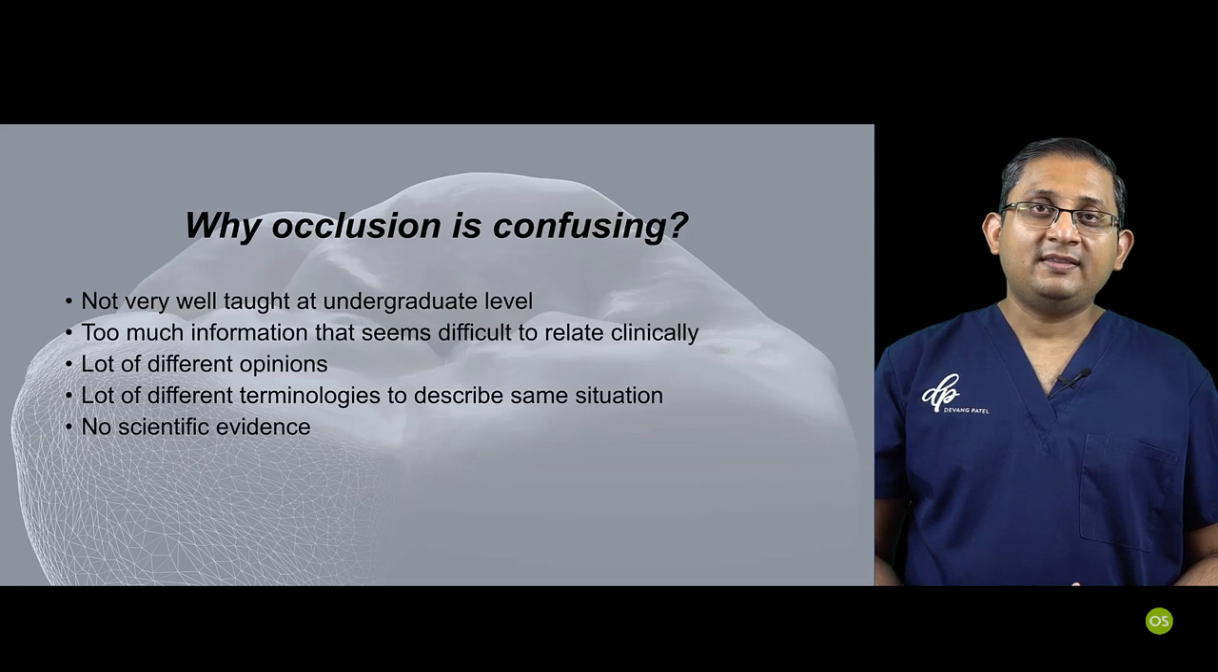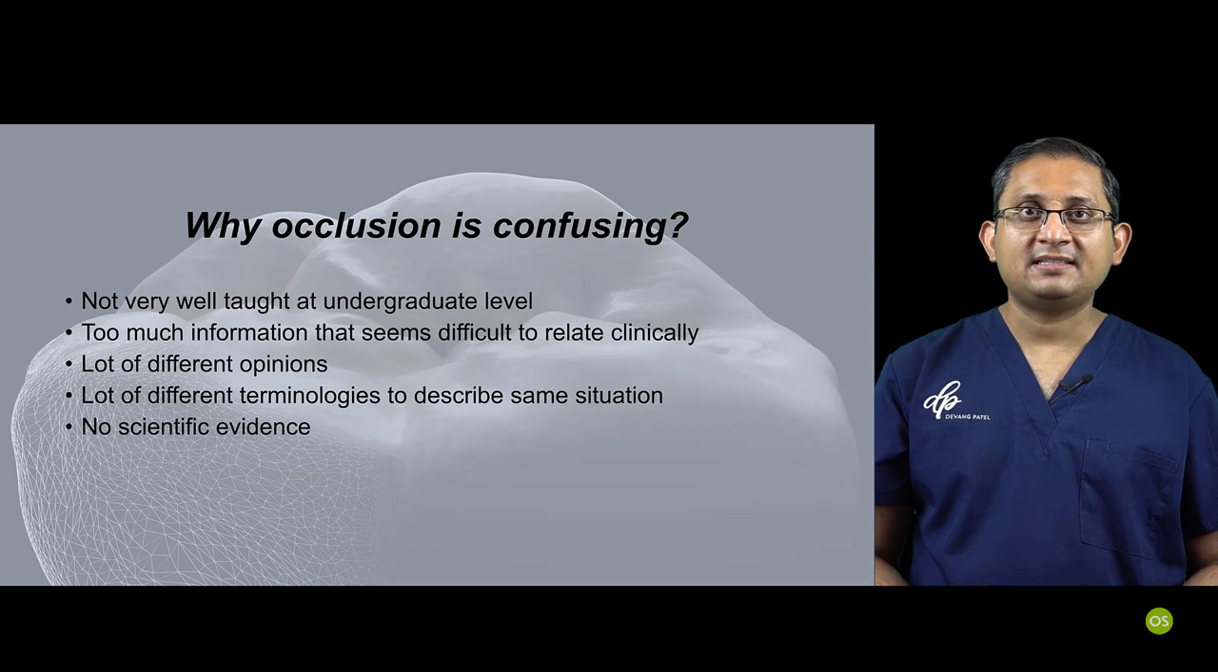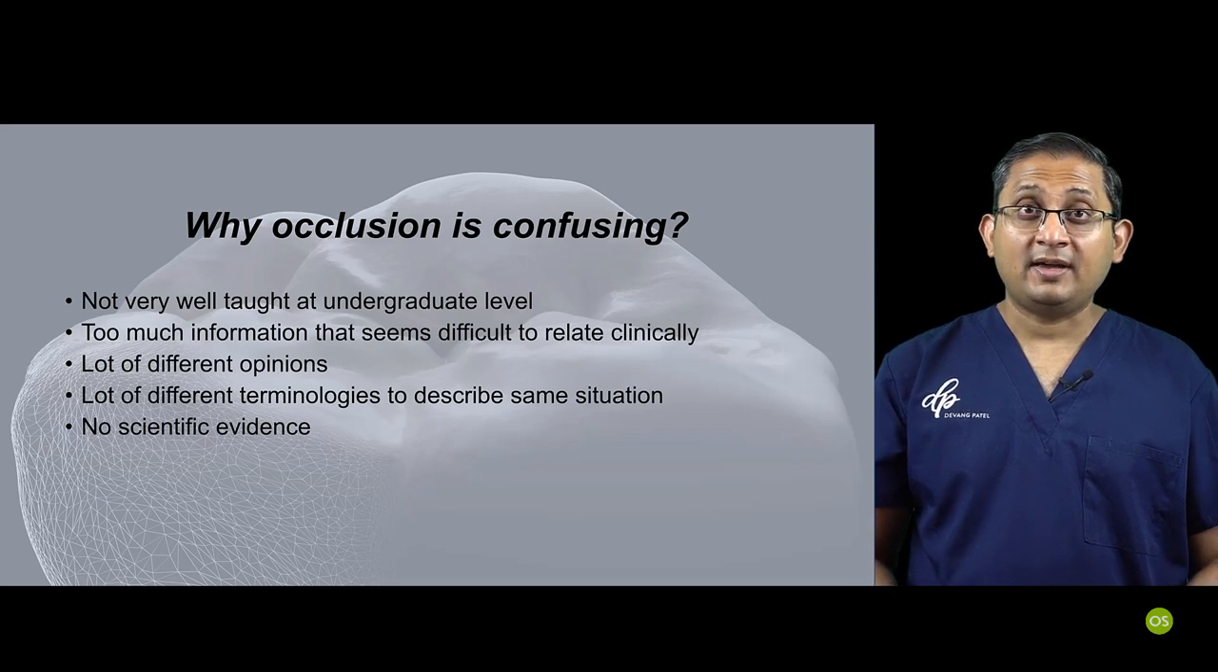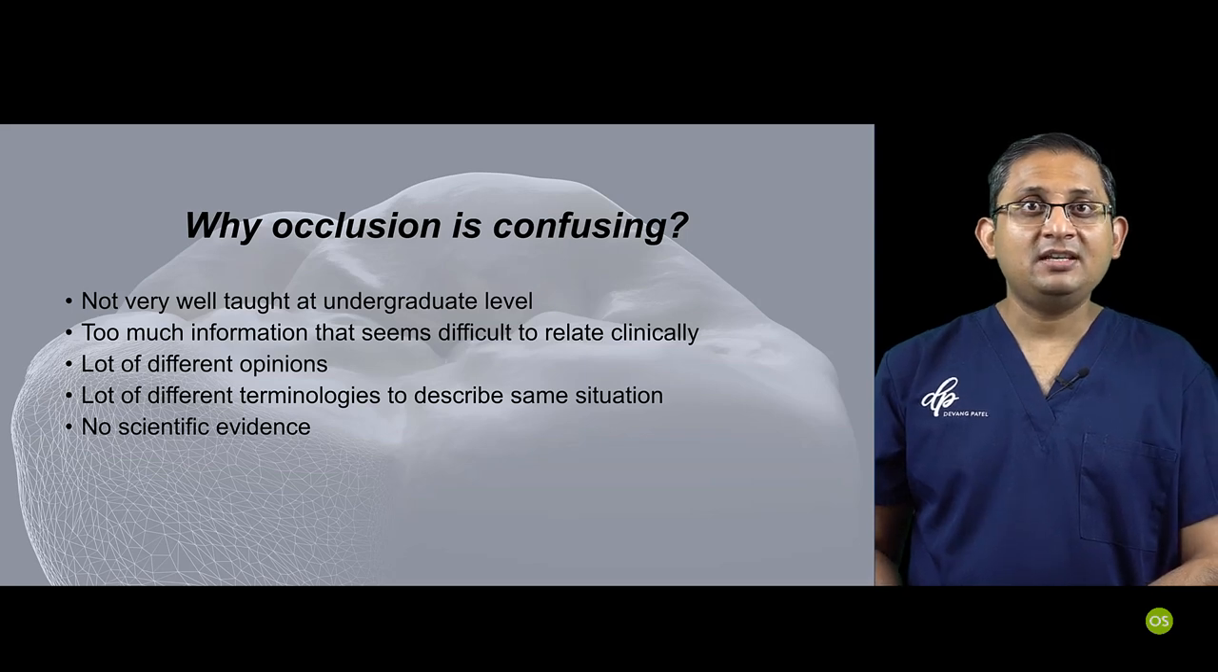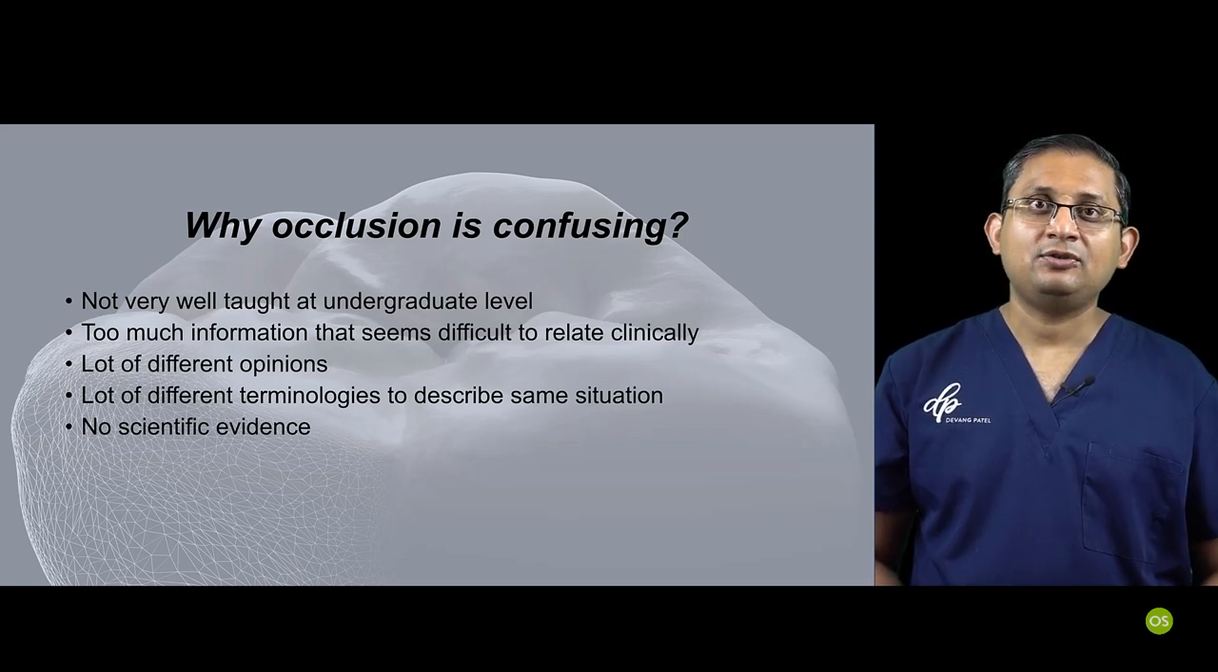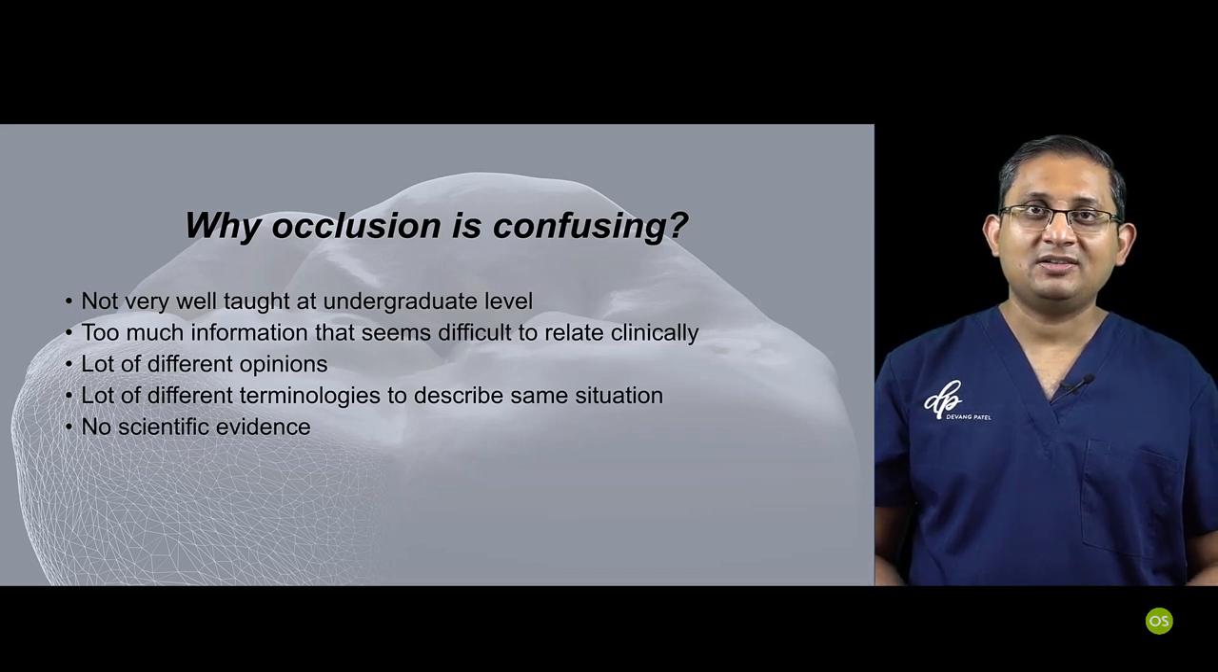More importantly, there is not much scientific evidence as to what we do, how it works and where it works. We have evidence suggesting that canine guidance works and so does group function. We have evidence suggesting that you don't need a facebow, but we also have evidence suggesting you do need a facebow. We have evidence suggesting you don't really need to use a semi-adjustable articulator or articulators per se.